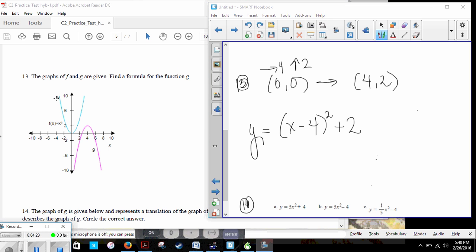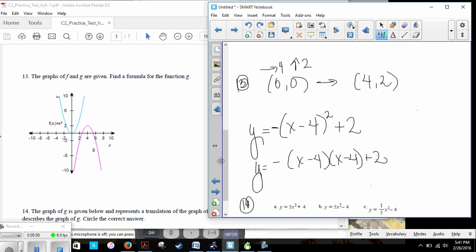But our blue graph is also opening up, while our red graph is opening down. And so to get something to flip upside down, that is a negative out front. And so I have negative times the quantity x minus 4 squared plus 2. And you might be saying, that is not what it says on the answer key. That's true, but that's because they factored it out.